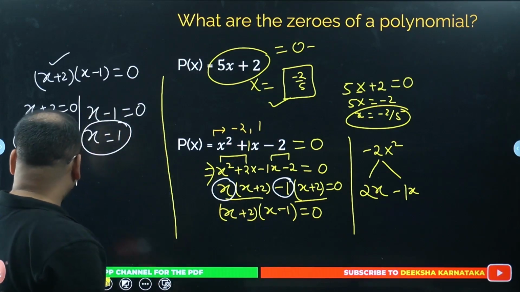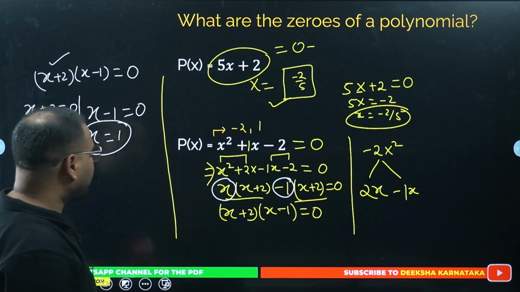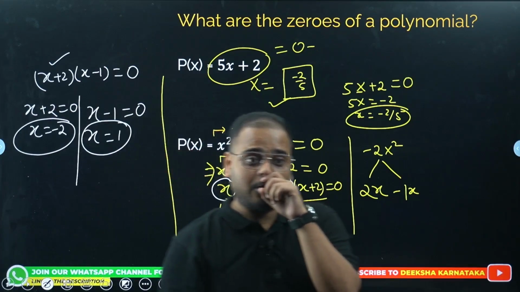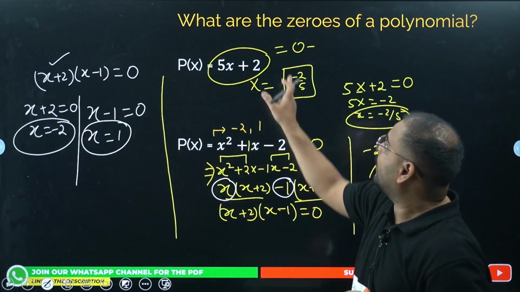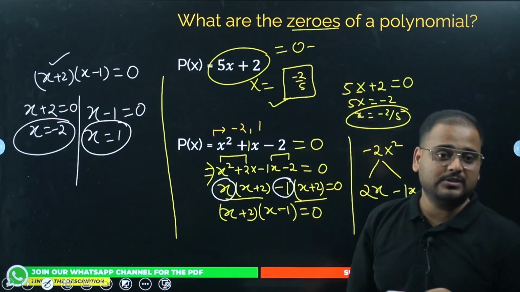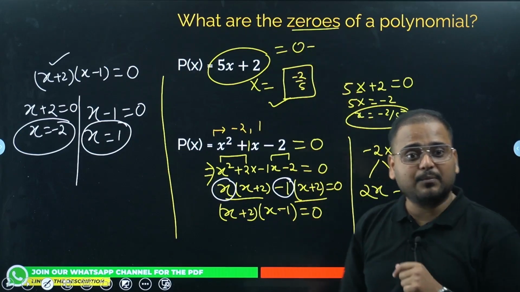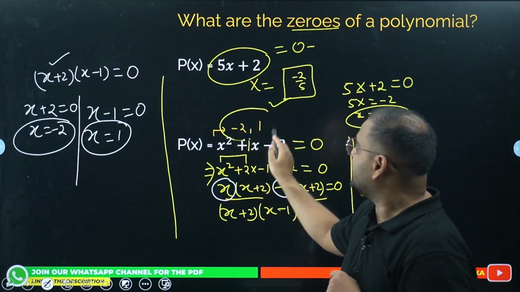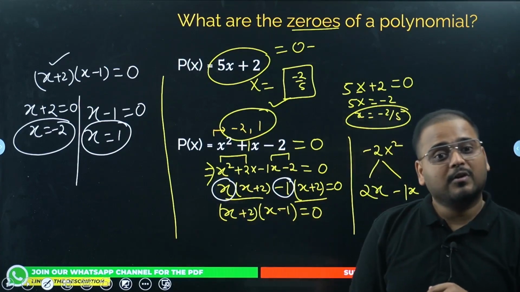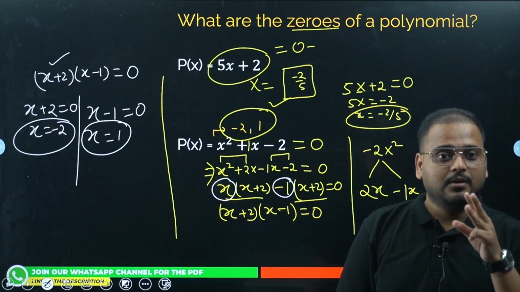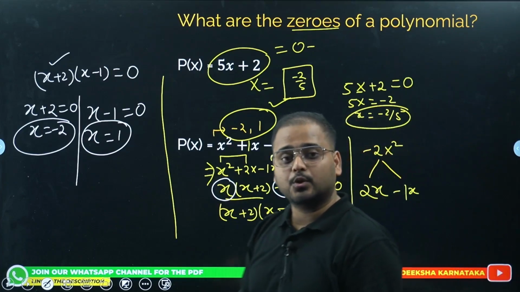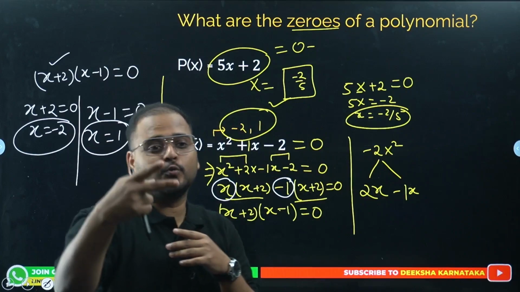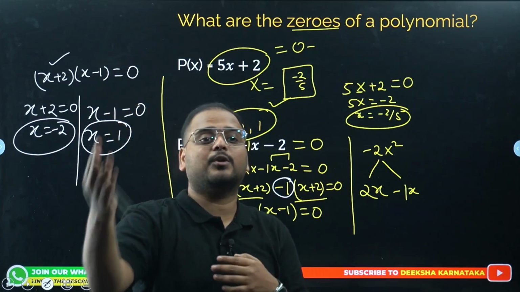Now there is one point to note here. Okay. What is that point? For a linear polynomial we had only one zero, minus 2 by 5. But for a quadratic polynomial, how many zeros do we have? We have 2, minus 2 and 1. What for cubic? We'll have 3. Okay. But is it always the case? No, we'll have a maximum of 2, a maximum of 3, and it goes like that.